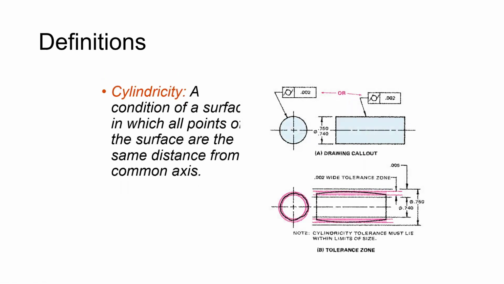Cylindricity is very similar, but circularity is kind of like at a spot, and cylindricity is the entire length. And you can see those virtual zones.